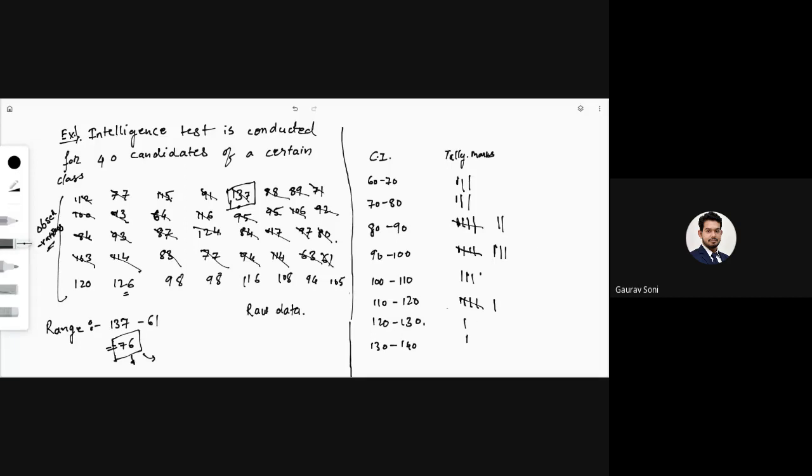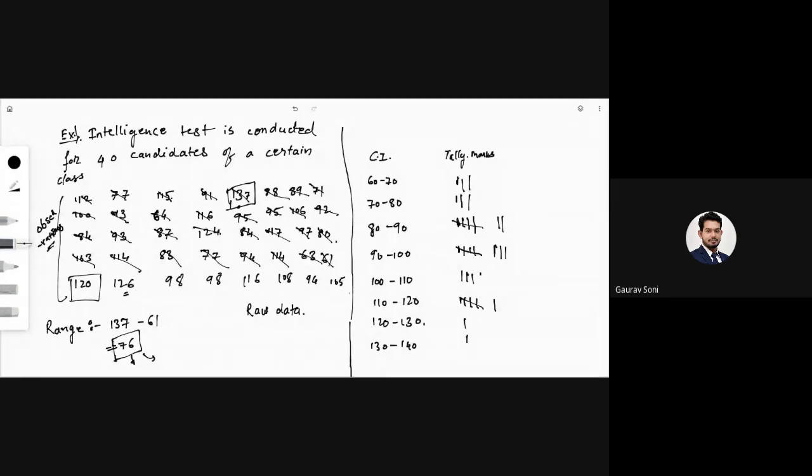Look at this now. There is a very important concept coming in here. So the reading is 120. Where should I put this? 120 to 130. Why so? Because the lower limit is included and the upper limit is not.